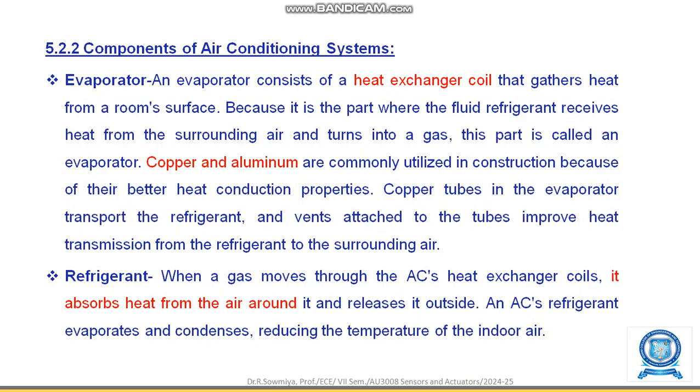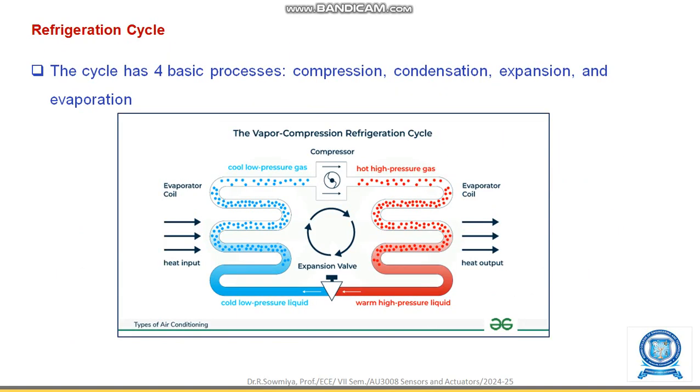to the surrounding air. Next one is the refrigerant. When a gas moves through the AC heat exchanger coils, it absorbs heat from the air around it and releases it outside. The AC's refrigerant evaporates and condenses, reducing the temperature of the indoor air. Refrigeration cycle. The cycle has four basic processes: compression, condensation, expansion and evaporation. This is shown in the figure.